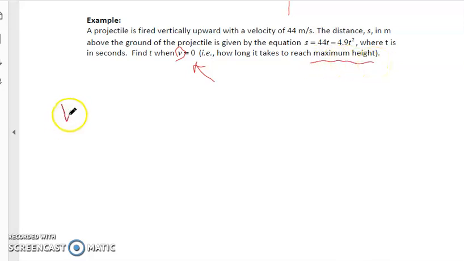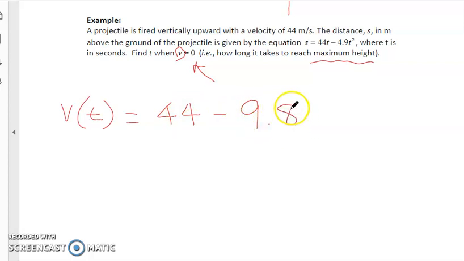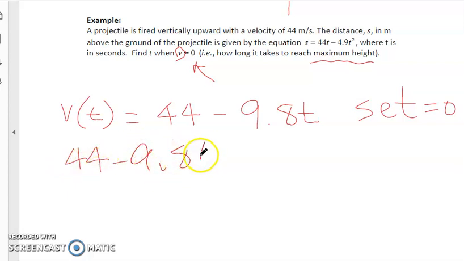So let's get our velocity. And so you're going to have 44 minus 4.9 times 2. There's that minus 9.8t again. All right. And what we have to do now is set this equal to 0. So what you're going to have is 44 minus 9.8t equals 0. And that's a really easy equation to solve.